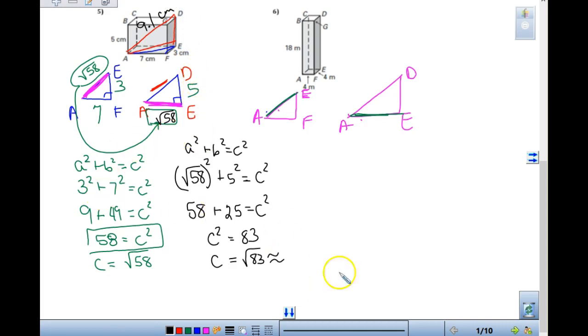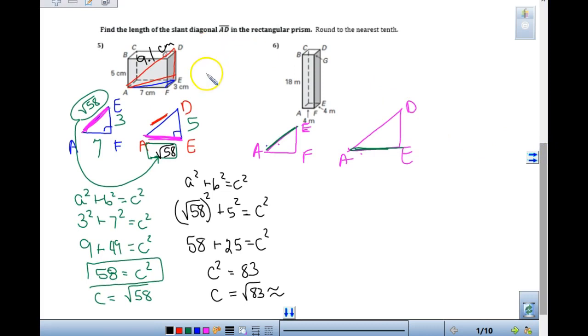Okay? Those are the steps that you have to go through when you are asked to find the diagonal in a box. You have to do 2 right triangles. So when you do your homework in the next few days, you have to practice it and be very diligent about how you practice and find these lengths, okay?